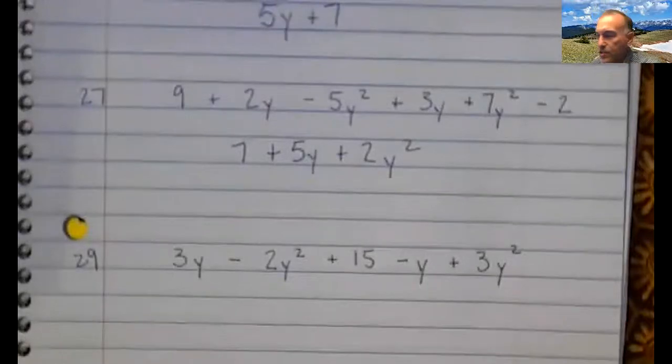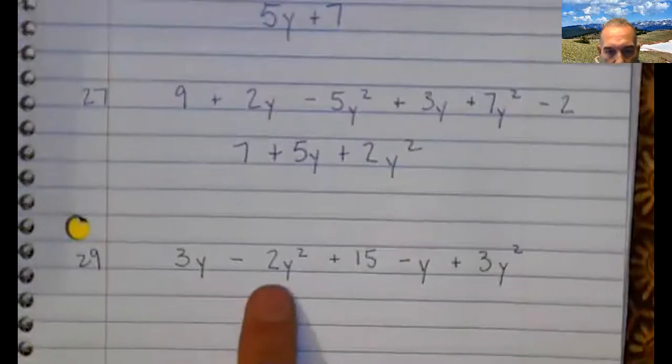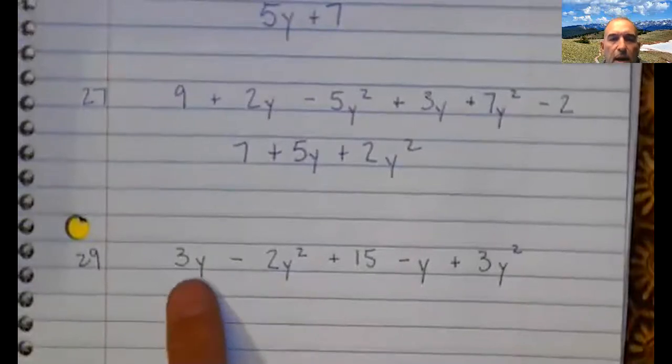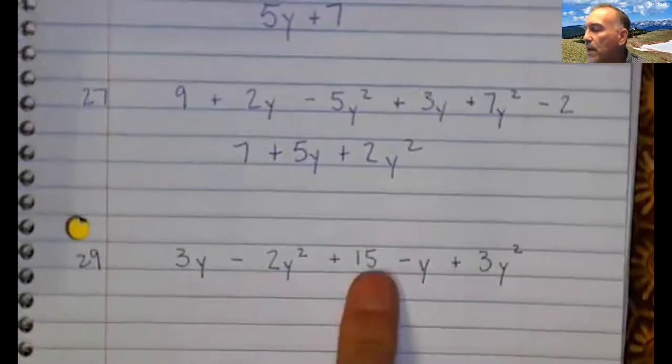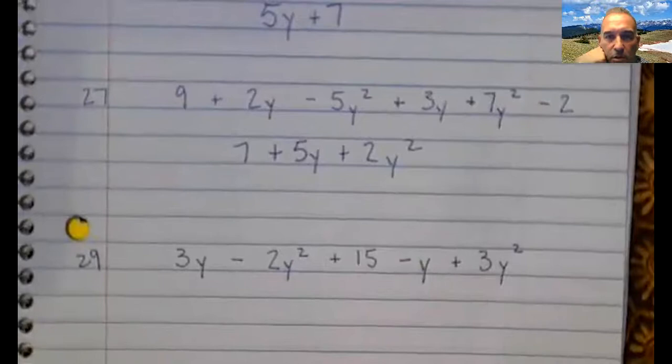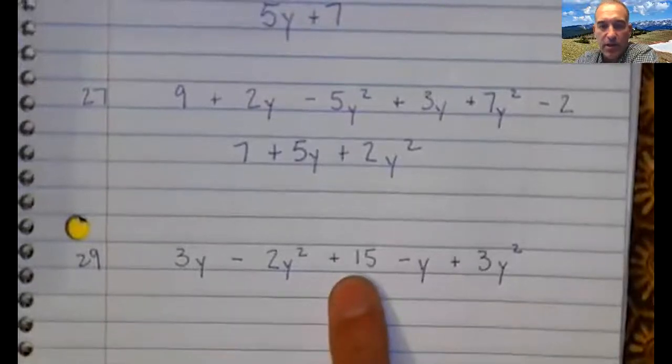Let's do one more. Last one. I see a y. Well, let's go back to the beginning. How many terms do you see? 1, 2, 3, 4, 5. There's 5 terms. We're going to try to combine the ones we can. I see this constant just floating there by itself. I can't add or subtract anything to that.